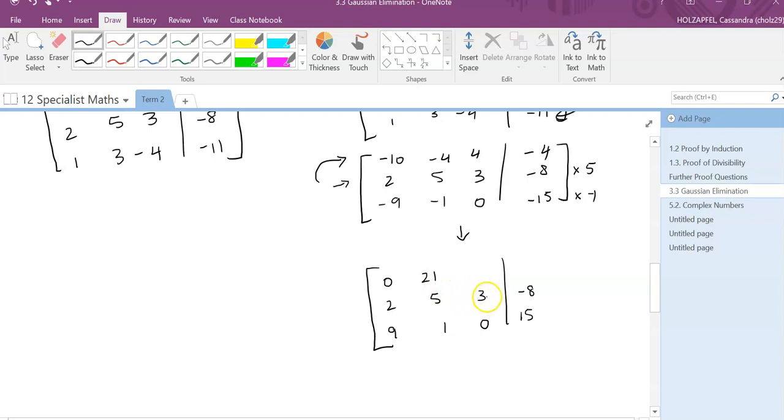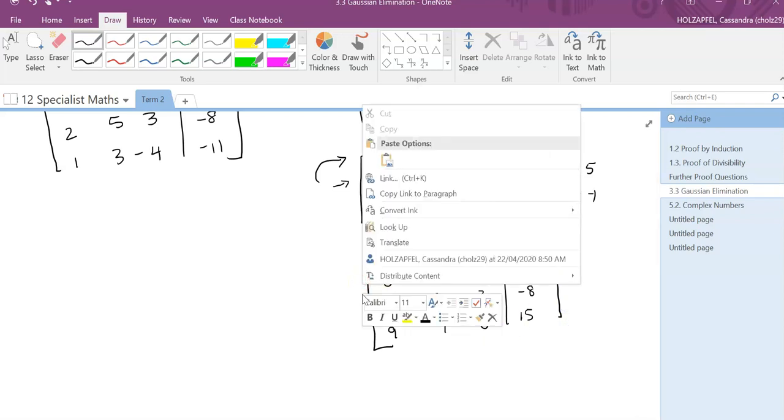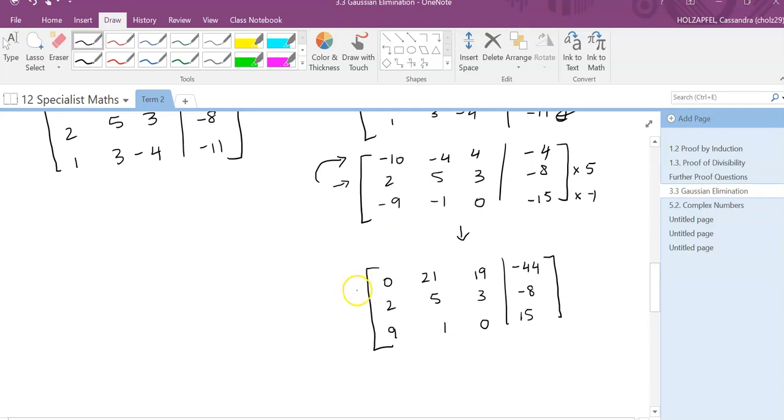3 by 5 is 15. 15 and 4 makes 19. And then we've got -8 times 5, which would be -40. -40 plus -4 is going to be -44. Okay, so next thing I'm going to do just quickly to fix this up is I'm probably just going to swap a couple of these rows around.